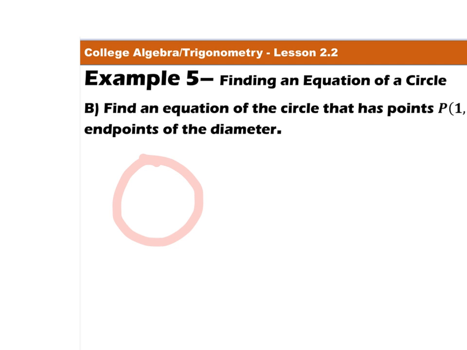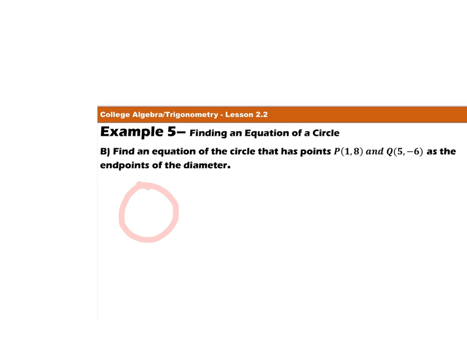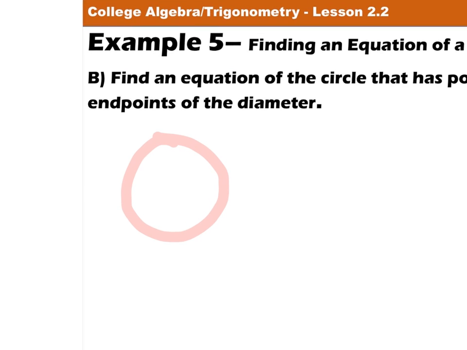What did they tell me these two points are? Where are they? (1, 8). Okay, (1, 8), and what else? But where on the circle are they? Are they in the middle of the circle? Are they on the circle? Right. They're the endpoints of the diameter, so they're both on the circle, right? So put them wherever. I don't care.